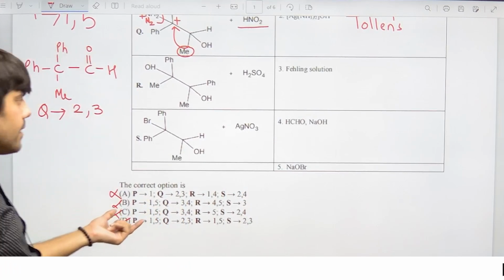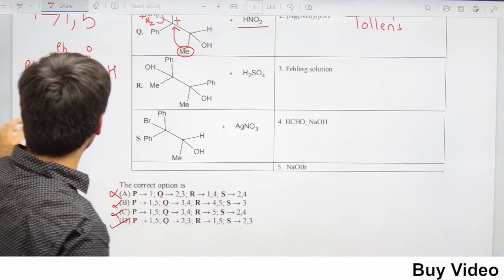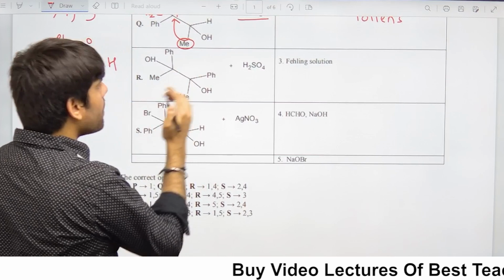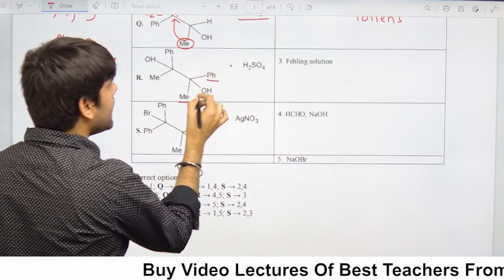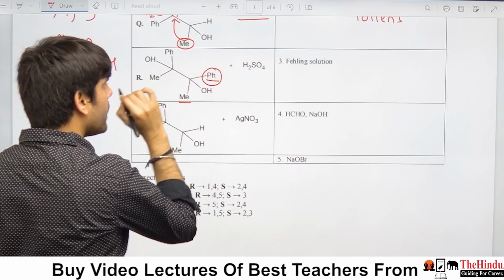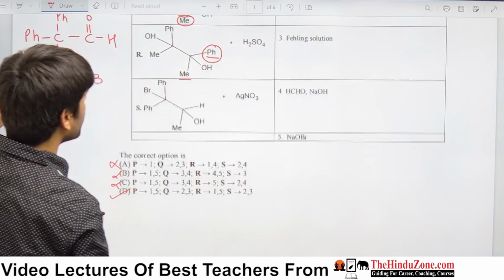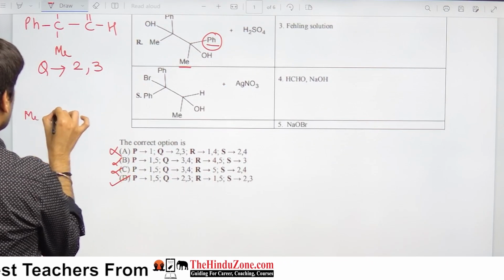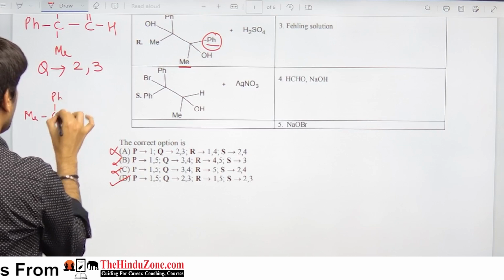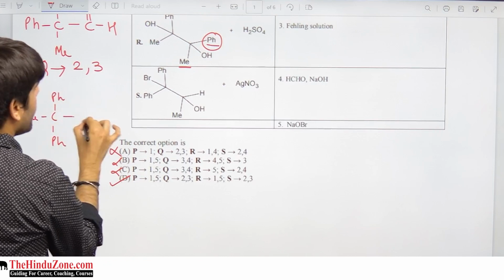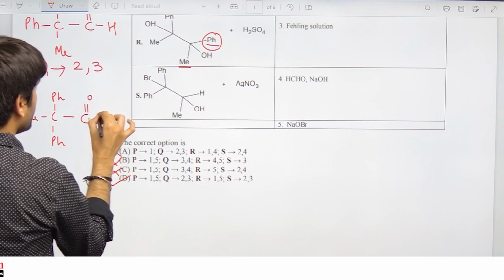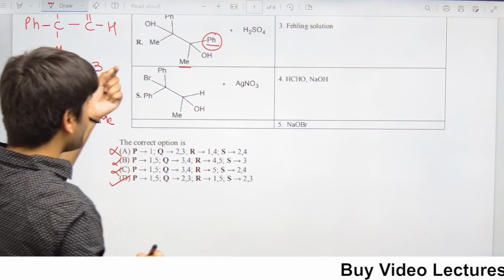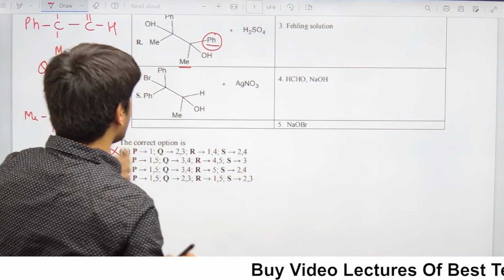So we have got the answer just by doing the 2 sets of reactions, but we will discuss the third one also. Now this is again simple. Between phenyl and methyl, it is phenyl that will migrate, right? So in our reaction, I will get something like this, with phenyl, and again I get a ketone. So this time again R will go with 1 and 5, just like the first reaction.